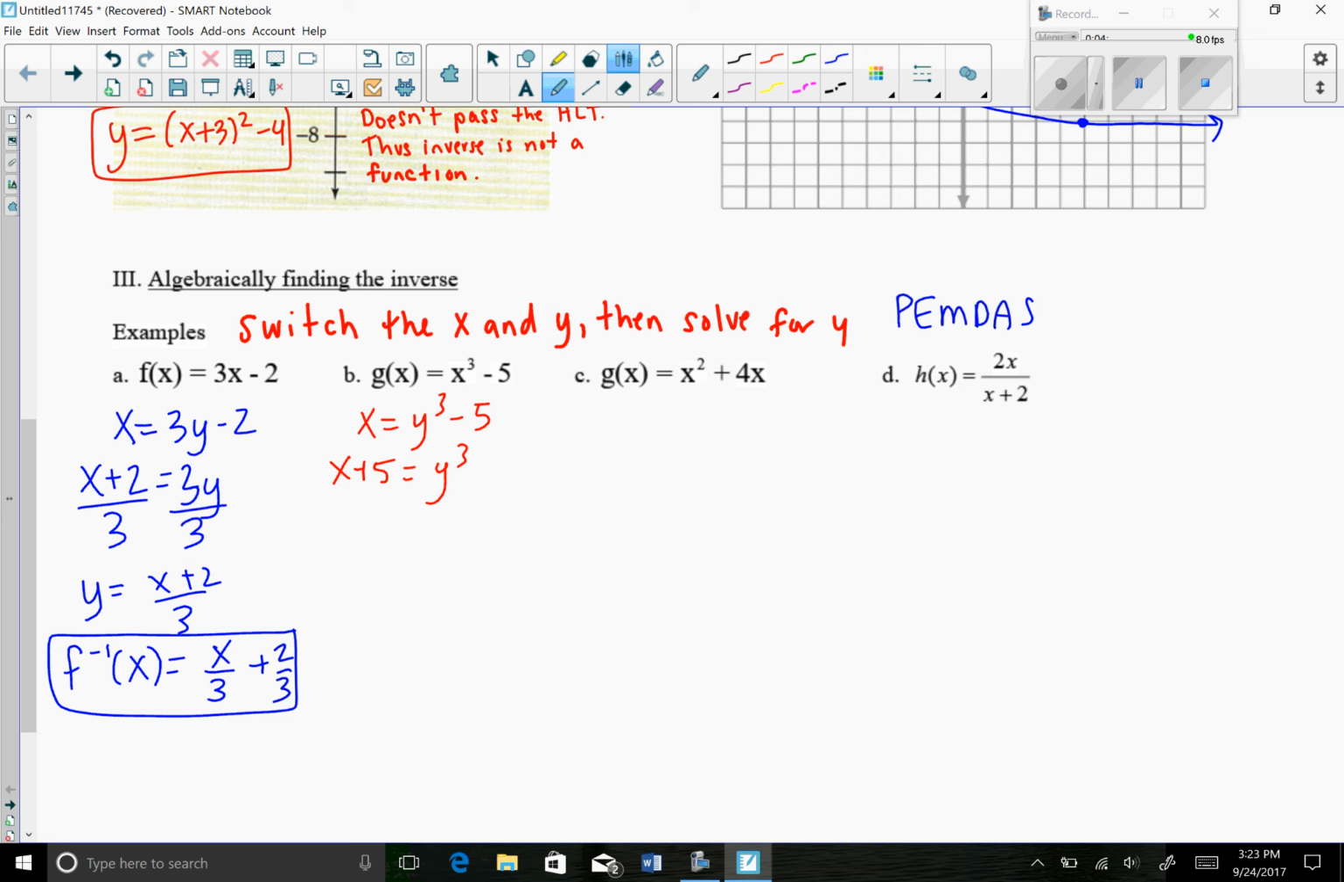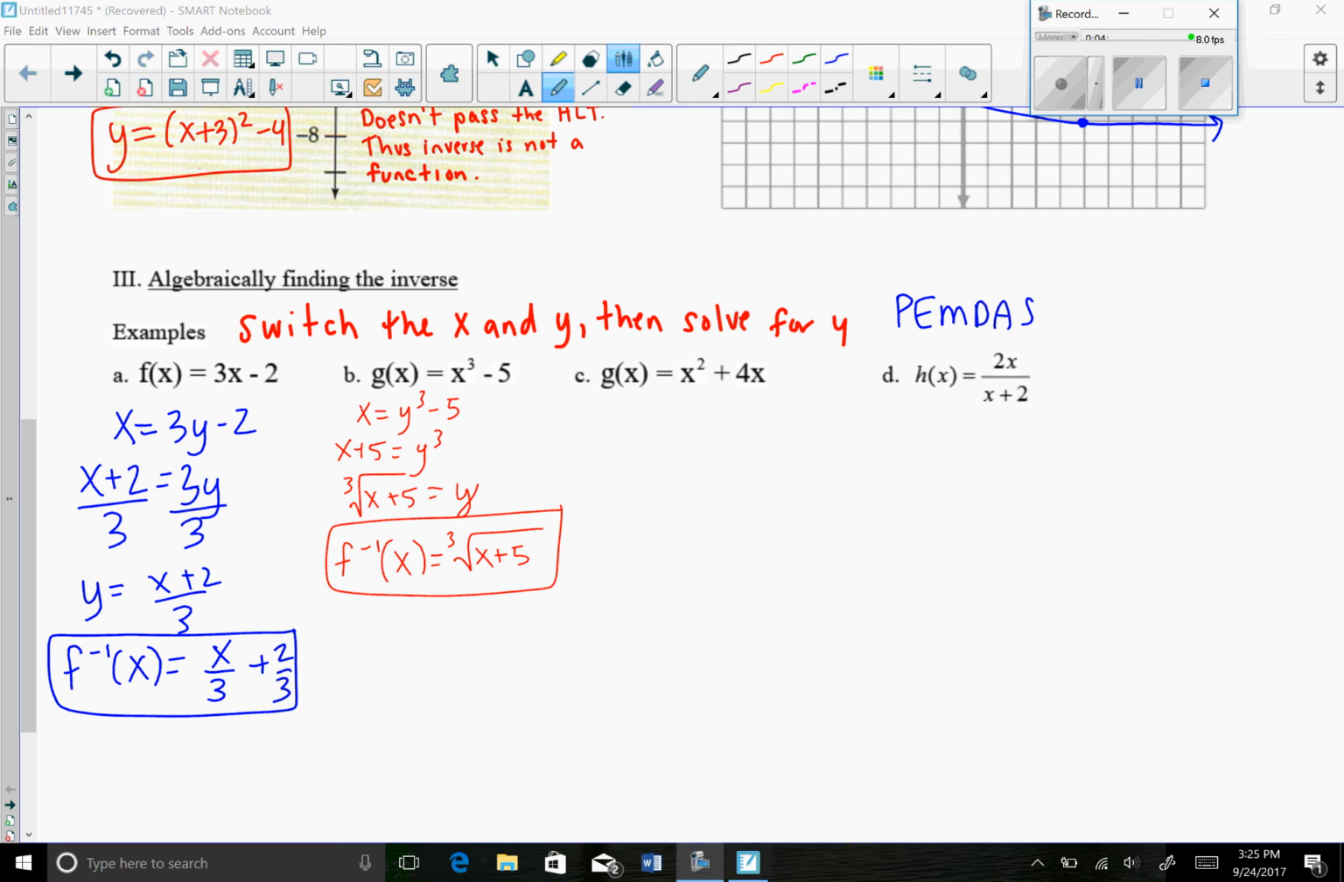So we get rid of the exponent. We want to take the cube root of both sides. So this would be the cube root of x plus 5. And the cube root of y cubed would just be y. And again, now I can go ahead and use my inverse function notation to get my inverse equation.